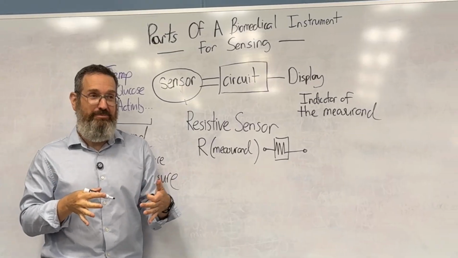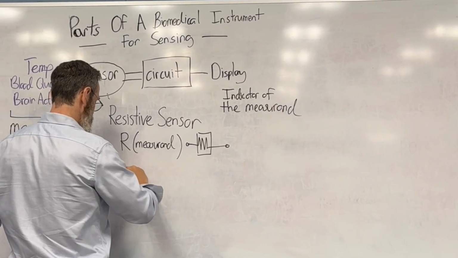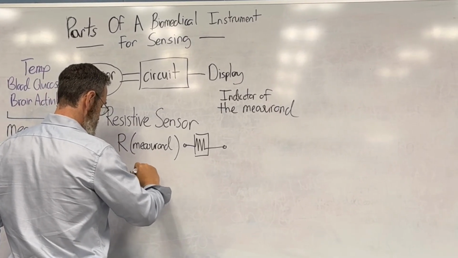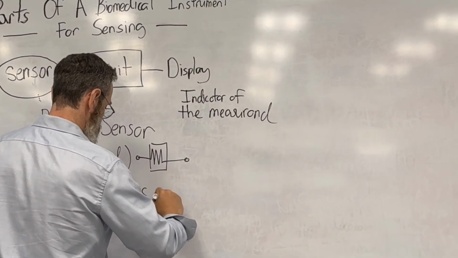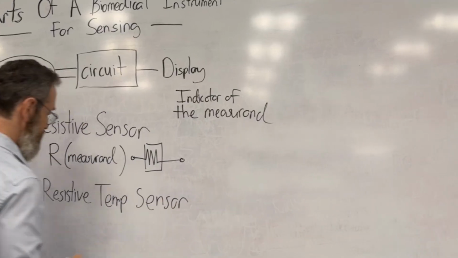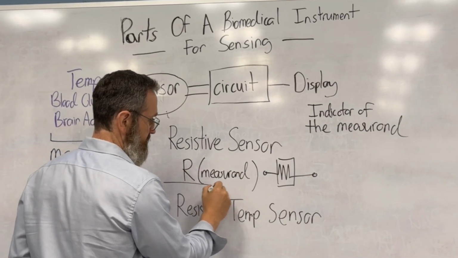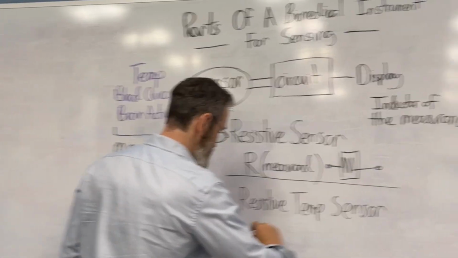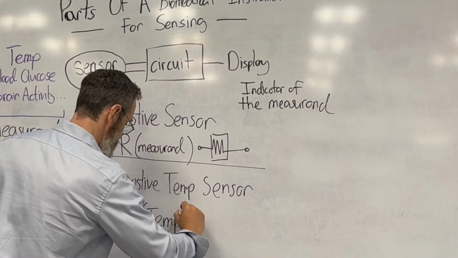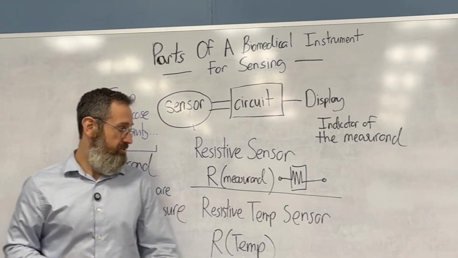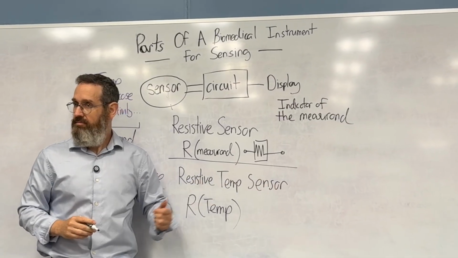Specifically, up to now, we talked about resistive temperature sensors. So here we have a resistive temperature sensor, a type of resistive sensor, by which we mean the resistance is a function of temperature. And you could say, so, resistive temperature sensor.